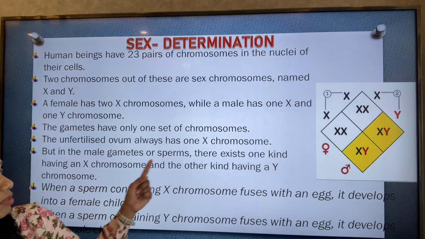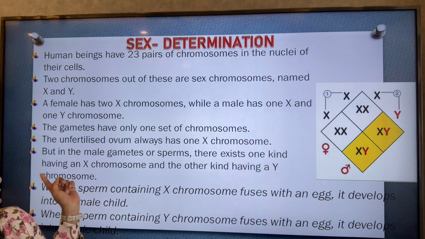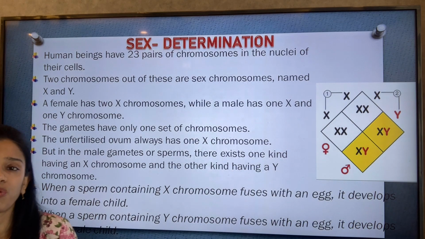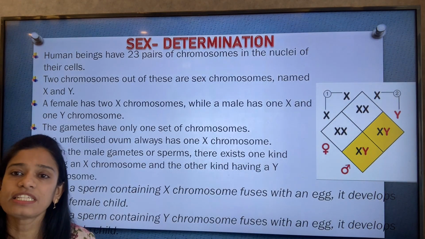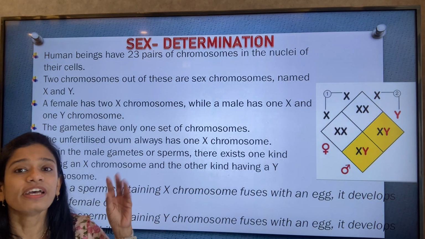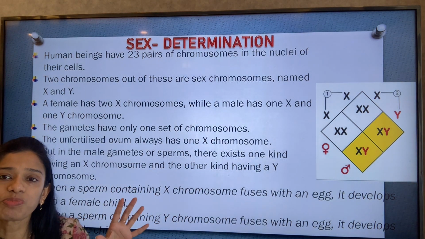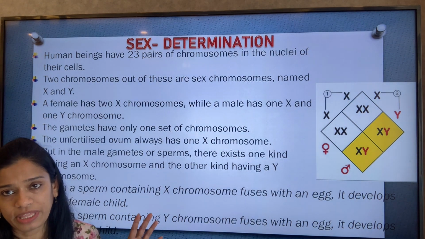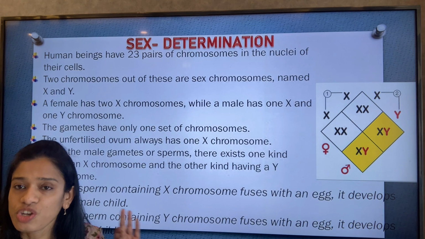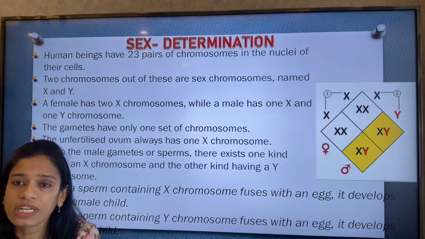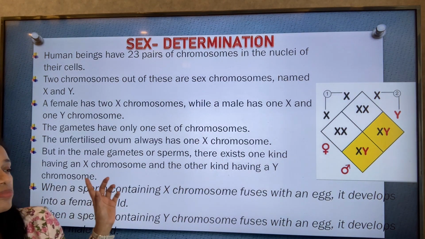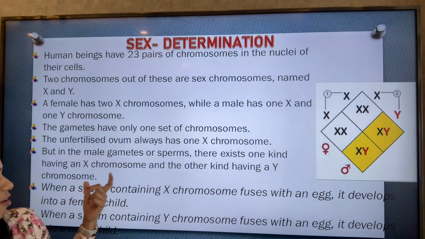But among the male gametes, the sperms, there is one kind having an X chromosome and another kind having a Y chromosome. Some sperms have X chromosomes, whereas some sperms have a Y chromosome. The deciding factor is not known; it is totally random.